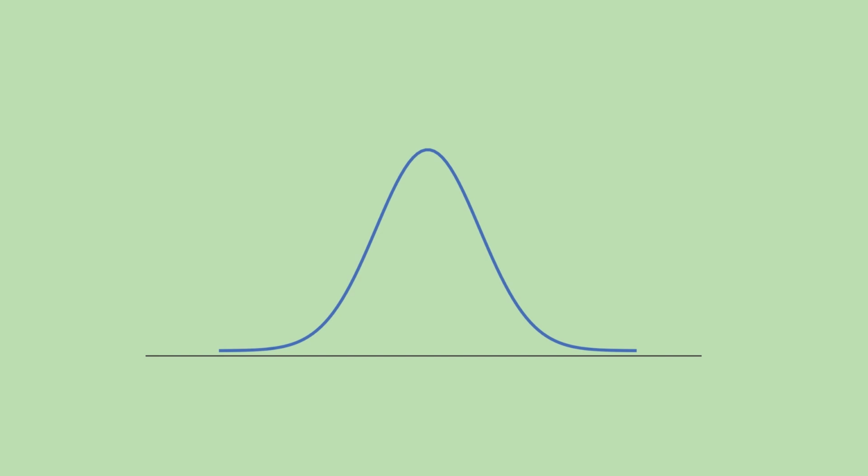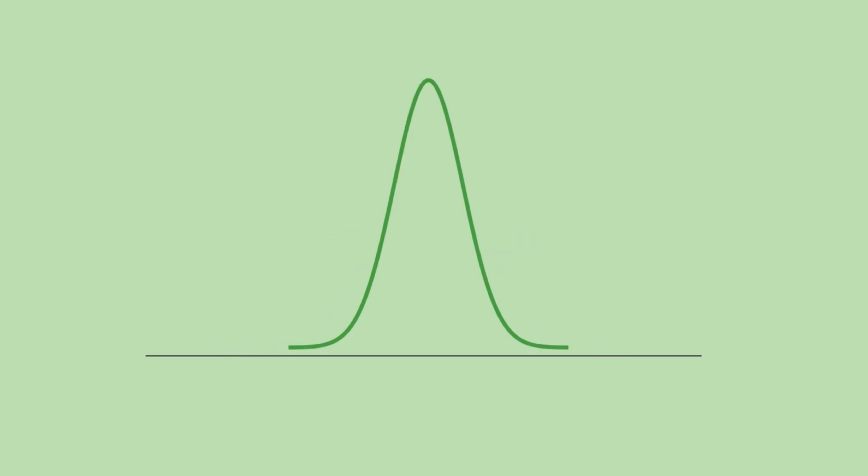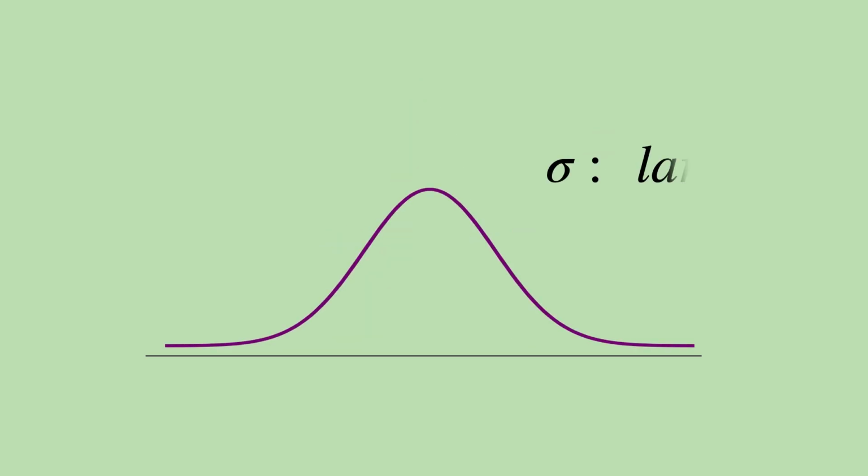When the standard deviation reduces, the height of the distribution increases, but the width decreases. In contrast, when the standard deviation increases, the height of the distribution decreases, but the width increases.